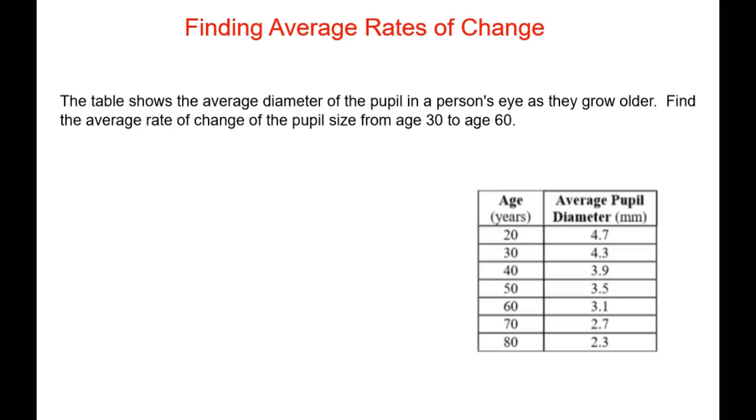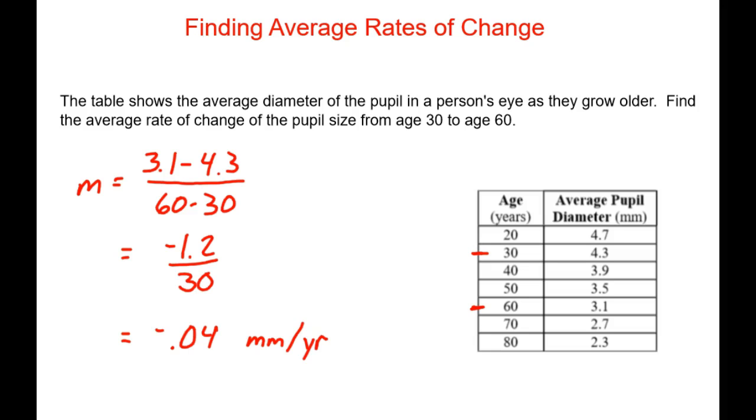Now to the second example of finding average rates of change, this time not looking at a graph but a table. The table shows the average diameter of the pupil in a person's eye as they grow older. Find the average rate of change of the pupil size from age 30 to age 60. So we're looking at this value and this value. The age is going to be our input, our x value. The diameter size is the output, the y value. So we have an xy ordered pair and an xy ordered pair.